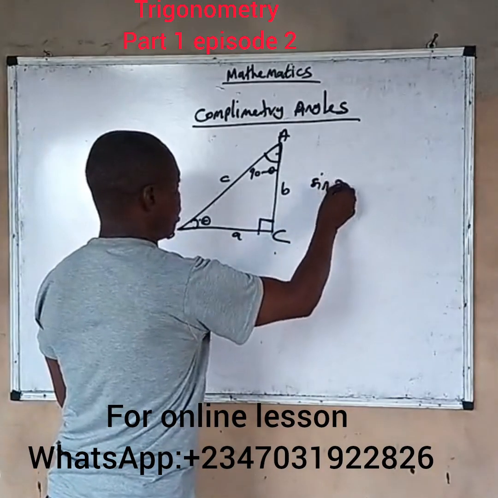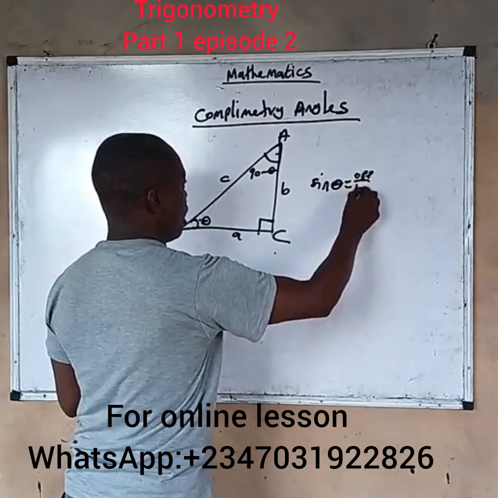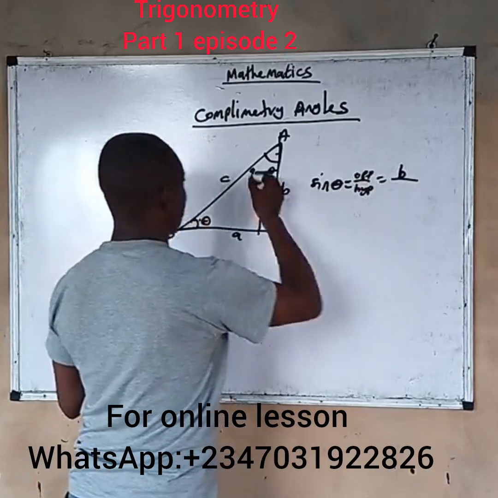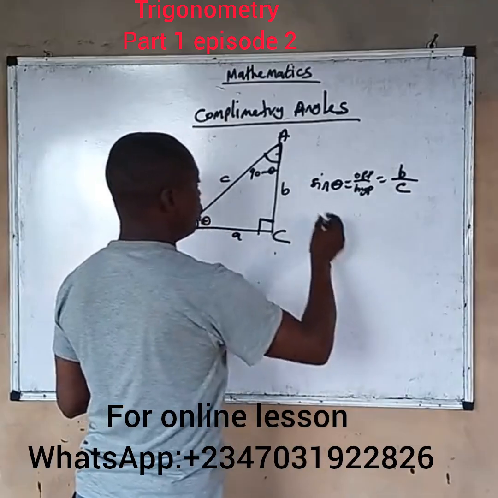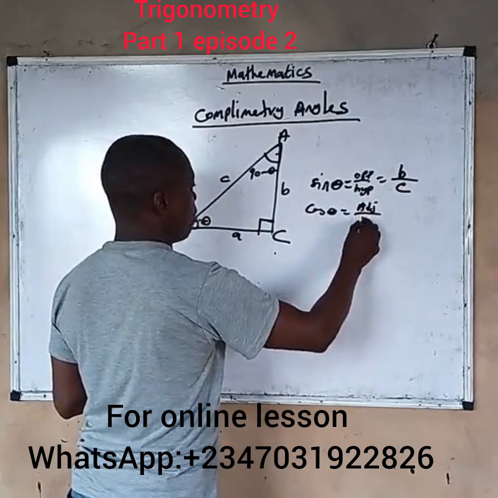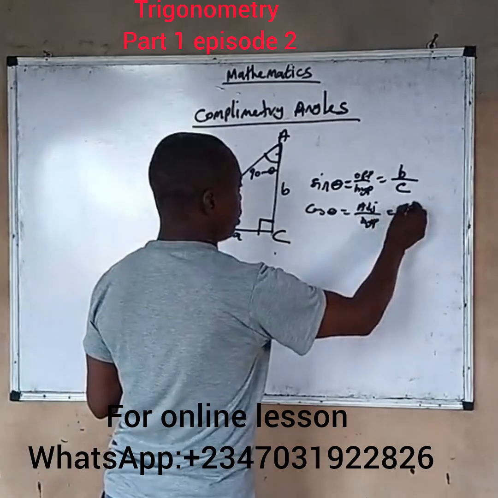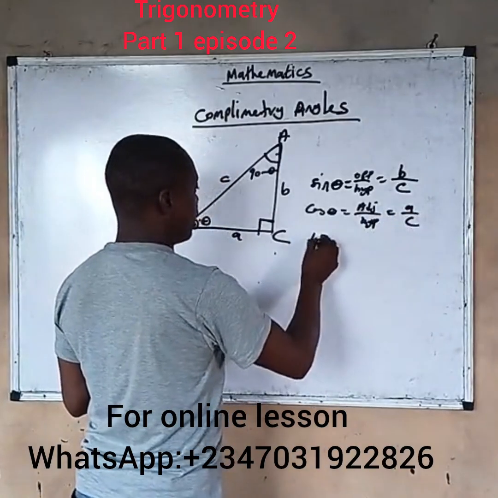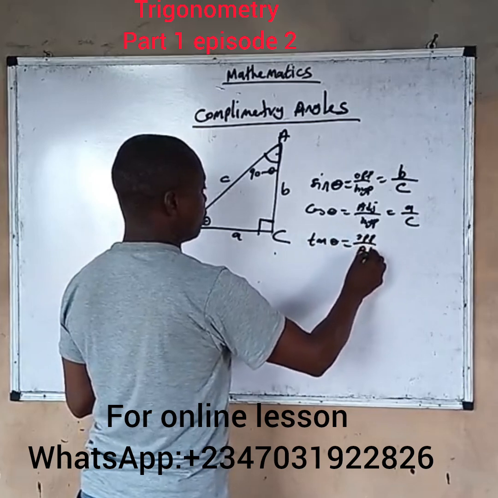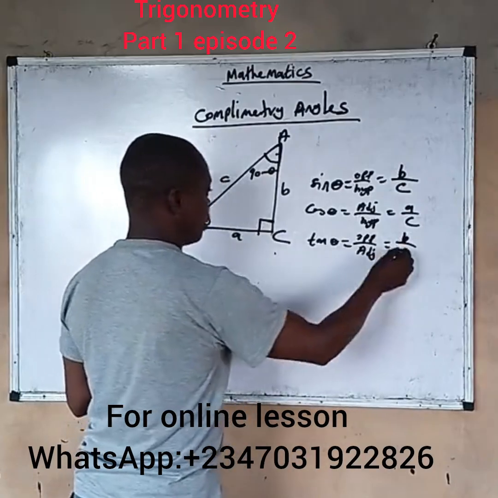Remember, sine theta is opposite over hypotenuse. The opposite of this theta is b, so it is b over hypotenuse, which is c. Then cos theta is adjacent over hypotenuse. The adjacent to this theta is a, so it is a over c. Then tan theta is opposite over adjacent. The opposite to theta is b, while the adjacent is a.